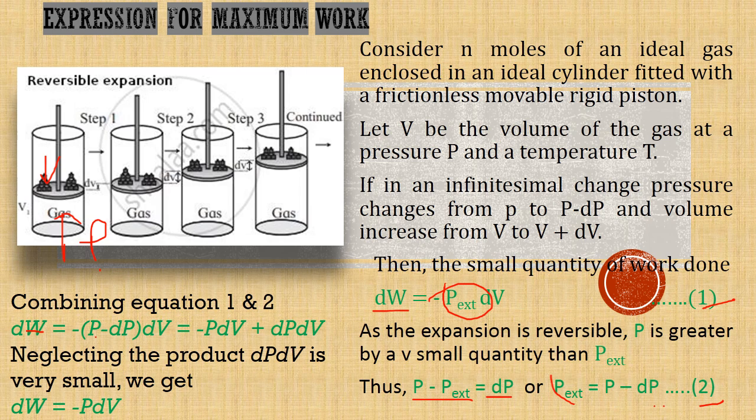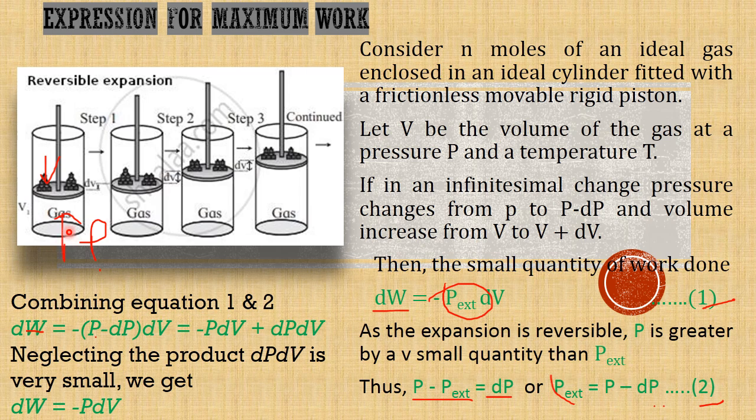Consider n moles of an ideal gas enclosed in a cylinder fitted with a frictionless movable piston. It expands isothermally and reversibly from the initial volume V1 to final volume V2 at temperature T. The expansion takes place in a number of steps, as you can see in the figure. So this is your cylinder, this is the piston, V1 is the initial volume, V2 is the final volume. The difference between these volumes is dV.